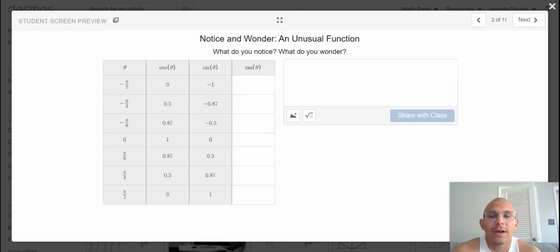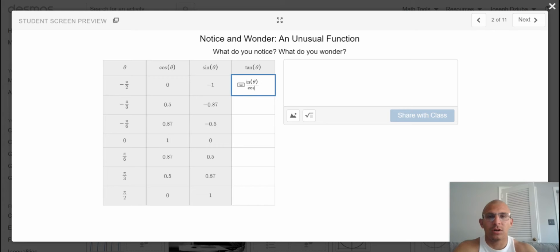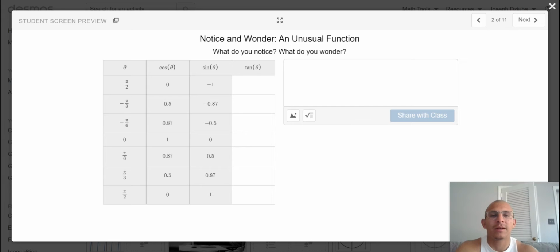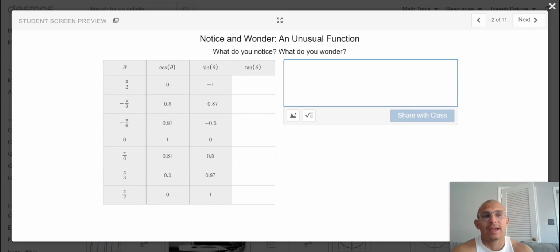Up first, we have a table with the corresponding values for cosine and sine at different radian angles of rotation. Your first task is to calculate the corresponding value of tangent, using our ratio of sine over cosine, right? That represents tangent. So you have the corresponding values here and should be able to, with relative ease, complete that. And then identify two things that you notice and two things that you wonder based on the data in the table, specifically corresponding to tangent.